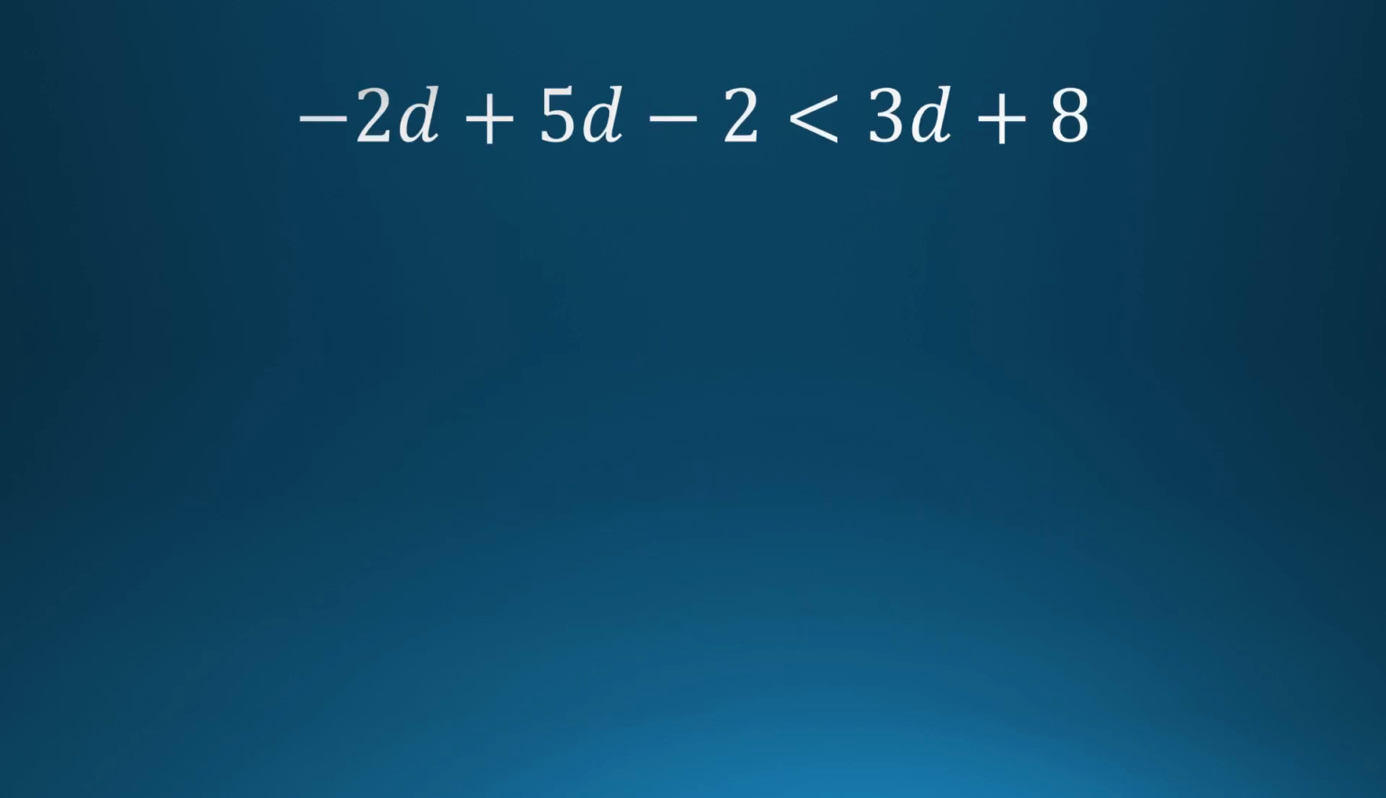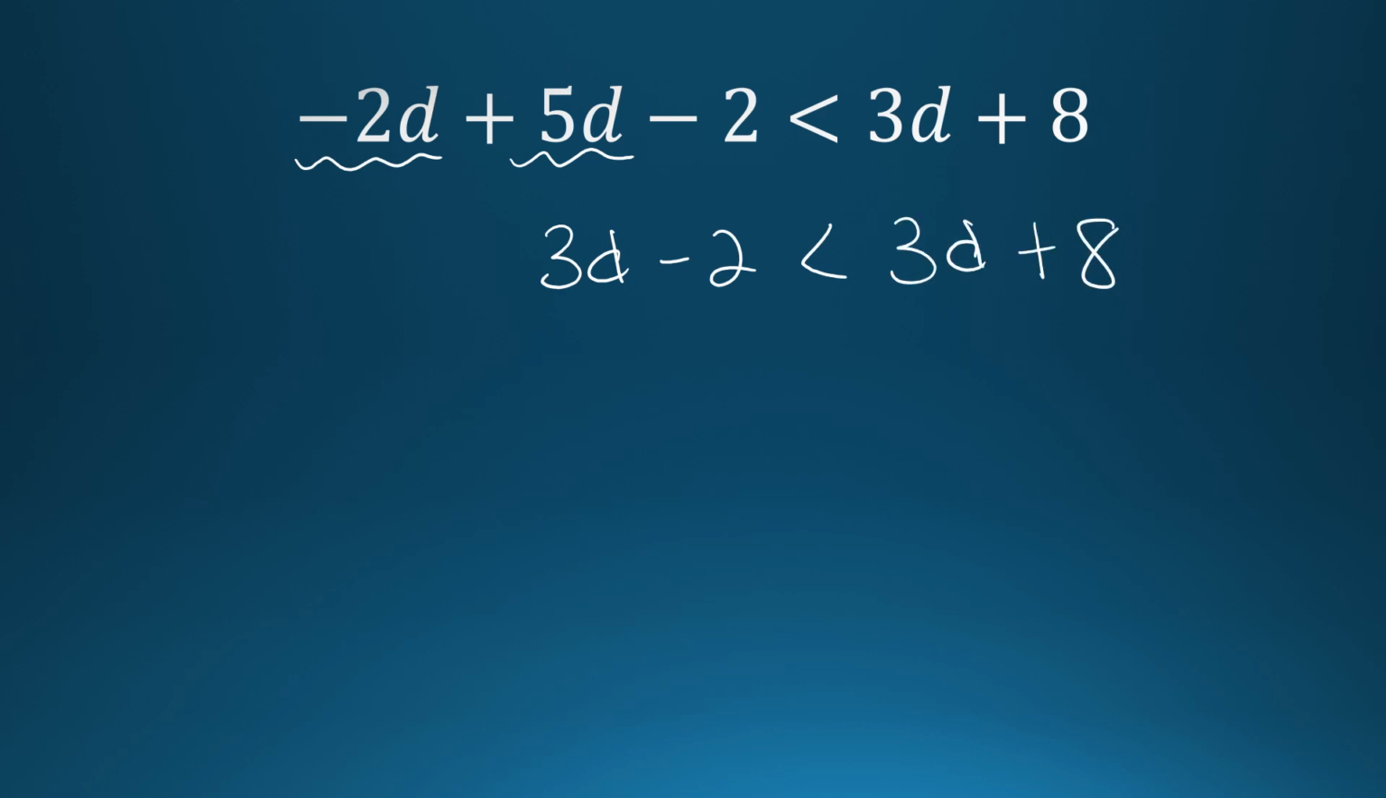Let's try and simplify it by combining some like terms. So I'm going to combine negative 2d and positive 5d. So we get 3d minus 2 on the left-hand side. The right-hand side will stay the same.